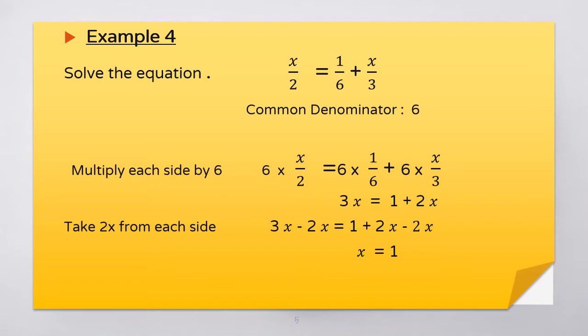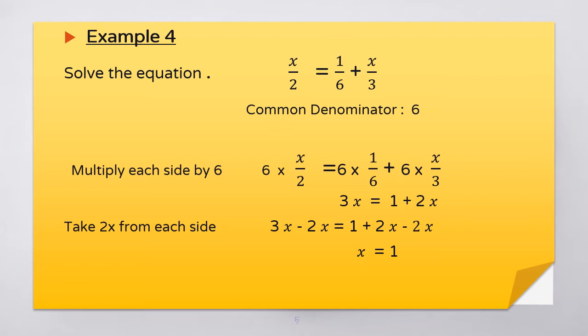Make sure that you are multiplying each and every term. When you are multiplying it by 6, you can cancel the common factors. After that, you can get this equation 3x equals 1 plus 2x. Now to find out the x value, take 2x from each side.